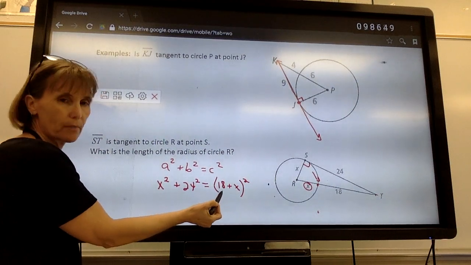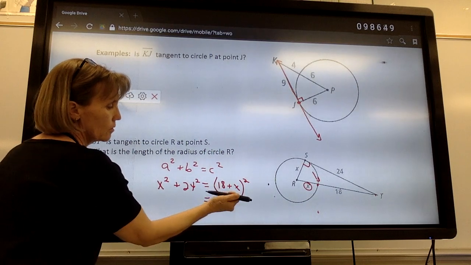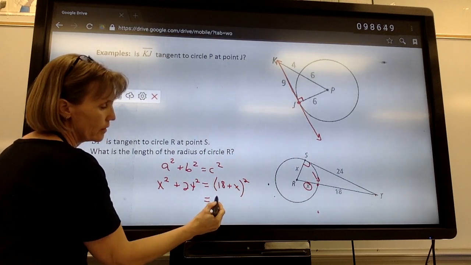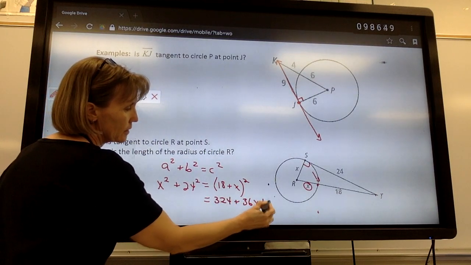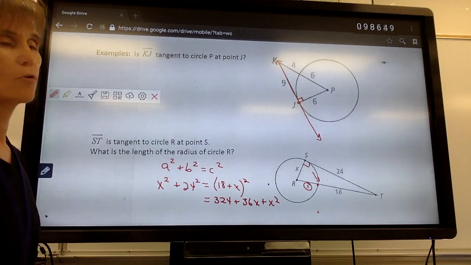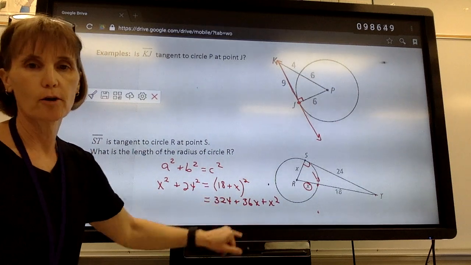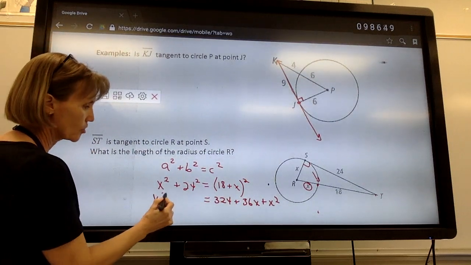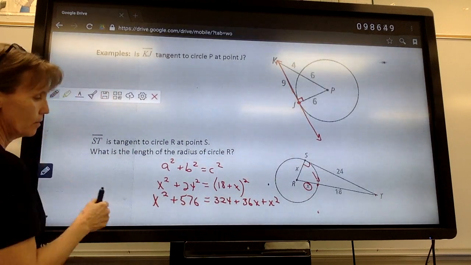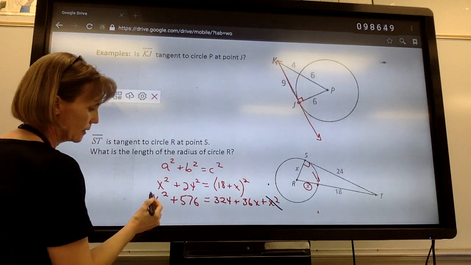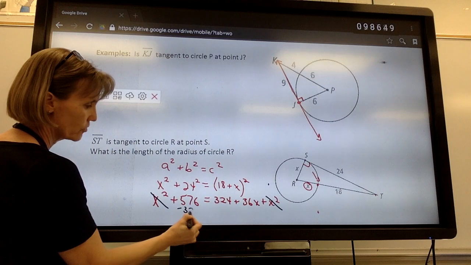But when I square that, I would have to get a trinomial out of that. That would actually be x, if I put it in the same order, 18 squared is 324 plus 36x plus x squared. I don't know if you remember that from Algebra 1 or not, but when we take a binomial and square it, we get a trinomial. Over on this side, we get an x squared plus 576. This isn't too bad to solve because when you have an x squared on both sides, they're going to cancel each other out. We could subtract 324 from both sides.